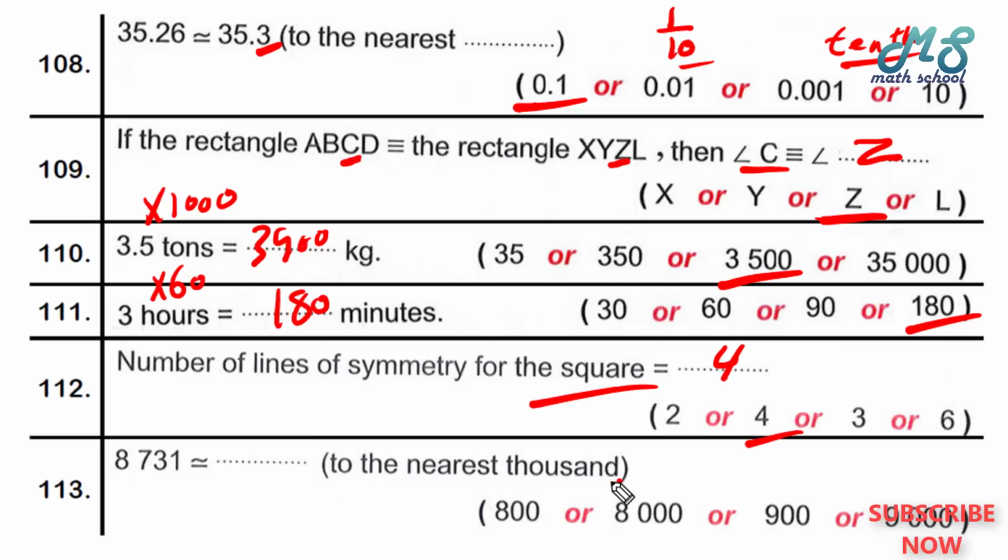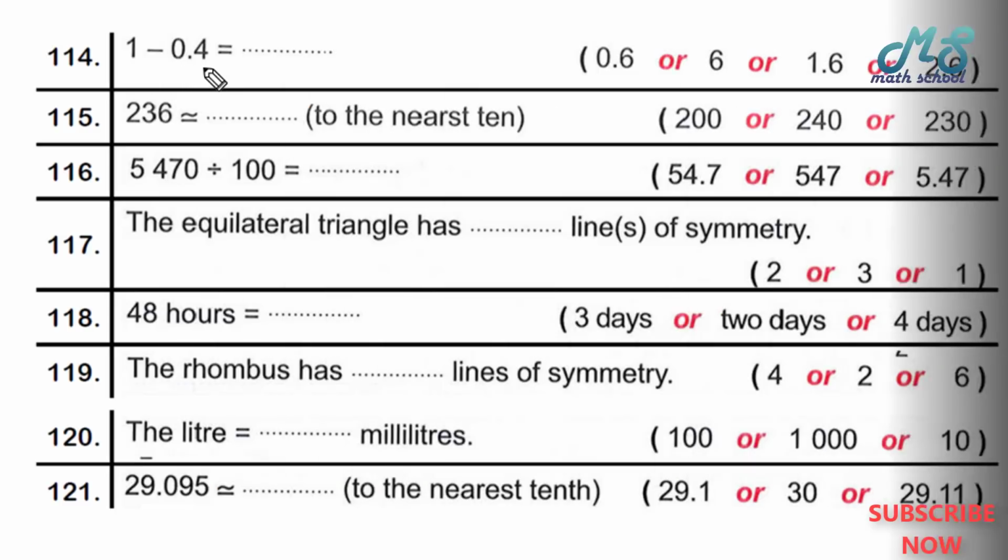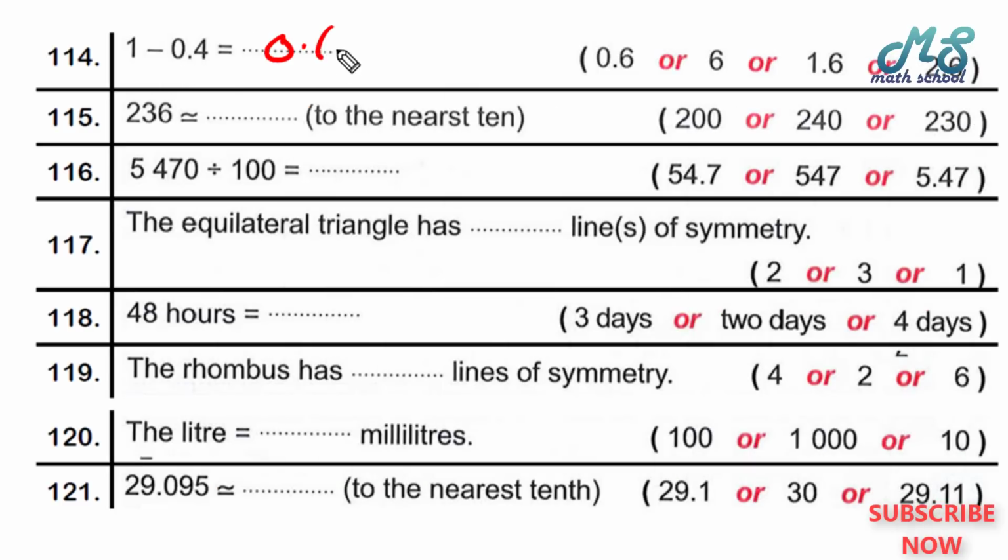8731 approximately equals to the nearest 1000. Underline the 1000 place, you have 8, and circle the right digit, which is 7. Done, so the 8 will change, it will be 9, and drop the 3 digits, the triple zeros, so we get 9000. Very easy. 1 minus 0.4 mentally equals 0.6. We took it before and focused on it.